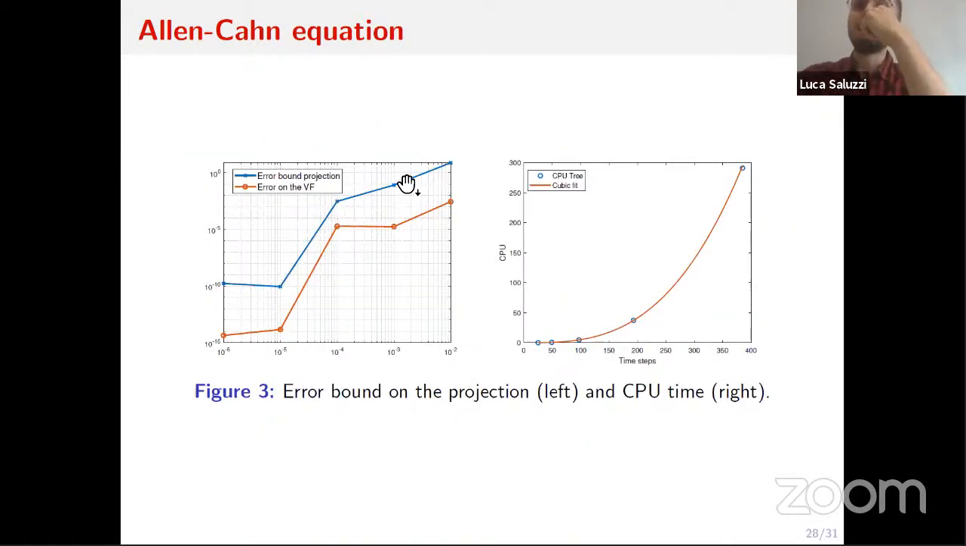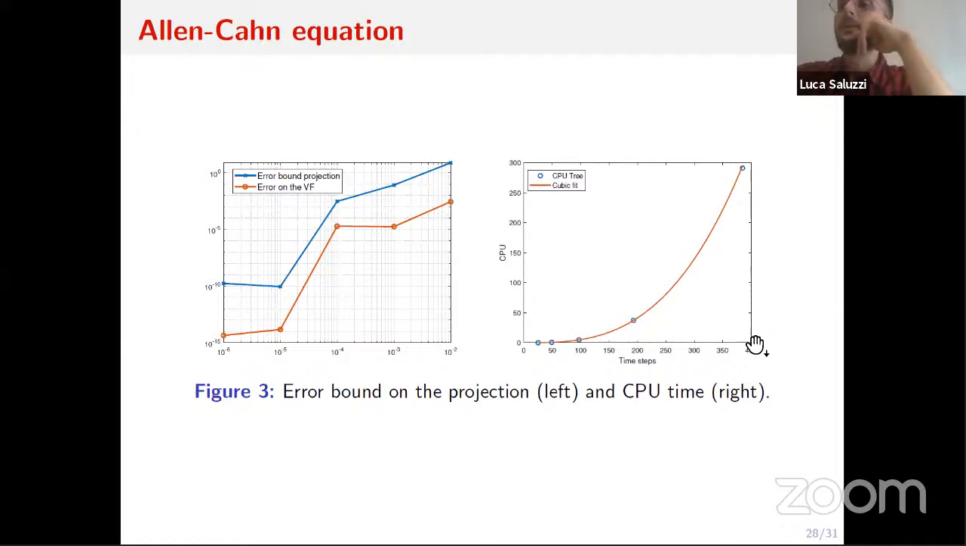This is the error bound that I showed you before, epsilon y plus epsilon f. And this is the error on the value function between the full dimensional and the low dimensional. You see that there is a correlation, and moreover that the difference is not so big. So yeah, it's big, but not as big as the constant that we found in the error estimate. For the error estimate, the constant will grow very fast, in an exponential way.